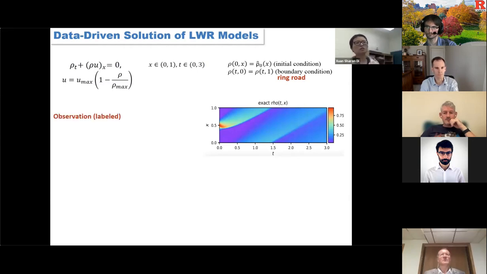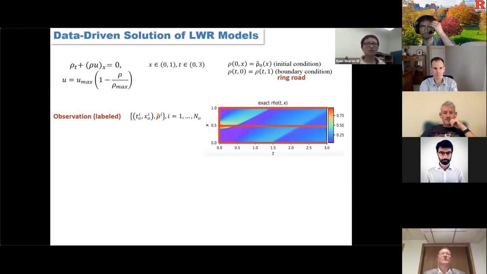However, if we have some observations, we call these observation data label data because they contain both the t and x pair and their target value rho. These observations can be measured, say, on the initial condition. So at initial time, assume we know all the traffic density along this road. And we also know the boundary conditions. For example, we place two loop detectors at the starting point and ending point.